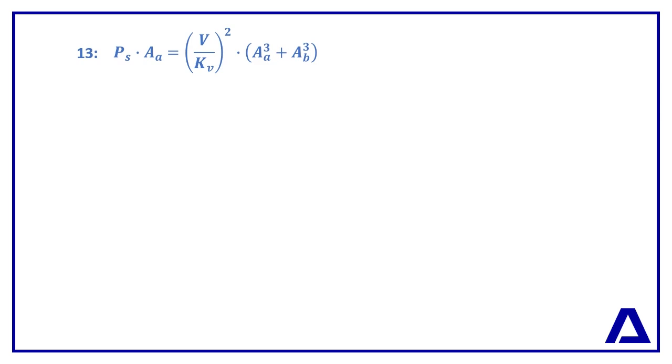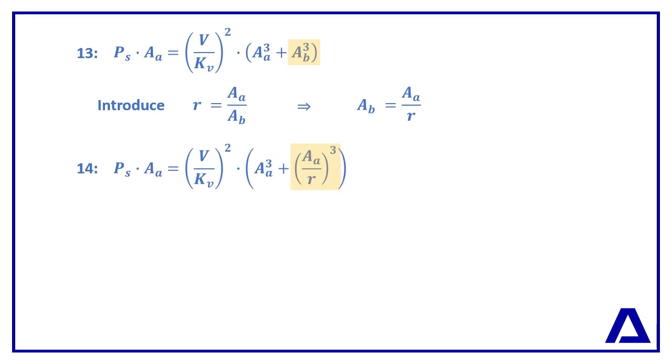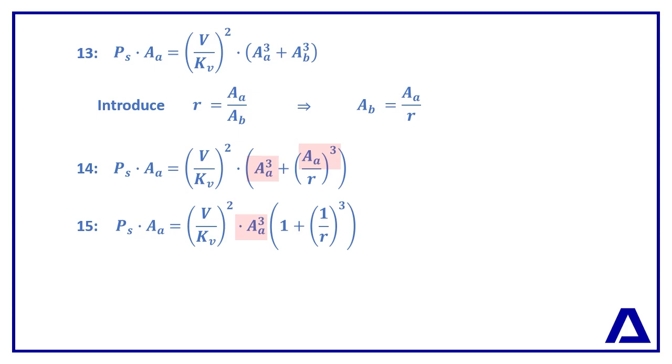Restating equation 13, we see the equation is in a form where we can fairly easily solve it for velocity. But first we introduce R, which is the ratio of the area A to the area B. So area B equals the area A divided by R. We substitute for area B to get equation 14. Now area A can be pulled out of the parentheses, which simplifies the equation to 15. And we divide both sides by area A, giving equation 16.